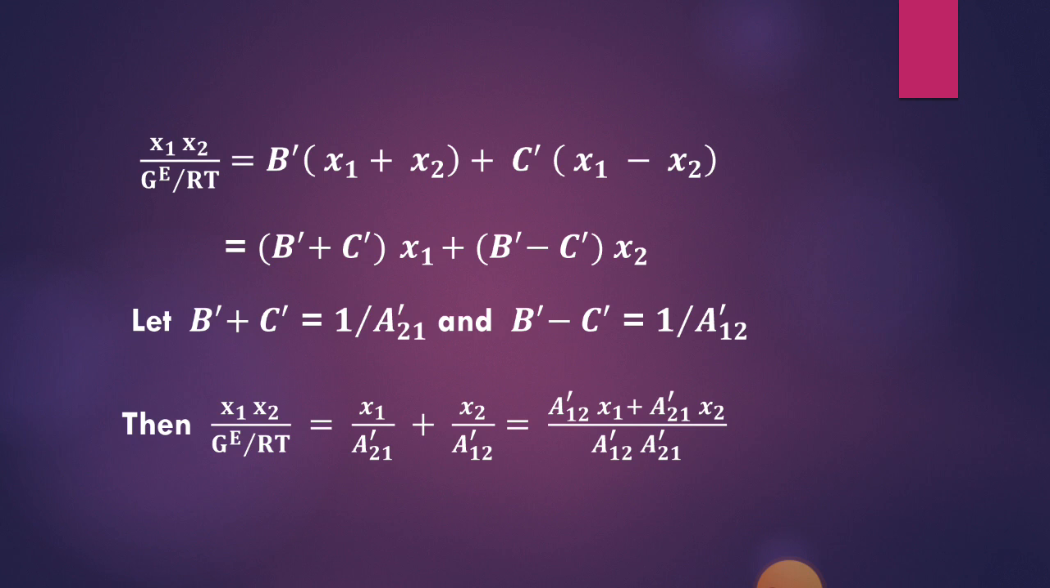Now we consider B prime plus C prime is 1 by A21 prime and B prime minus C prime is 1 by A12 prime. Then the above expression can be written as x1 x2 by GE by RT is equal to x1 by A21 prime plus x2 by A12 prime, which is equal to A12 prime x1 plus A21 prime x2 by A12 prime A21 prime.